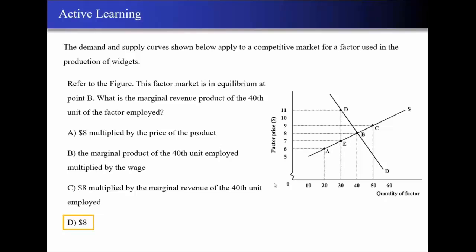That's because every firm is going to hire until the marginal revenue product of labor is equal to the wage. Every firm is facing the same wage of $8. And so the marginal revenue product of that 40th worker must be 8. Okay? So it's a bit of a trick question.